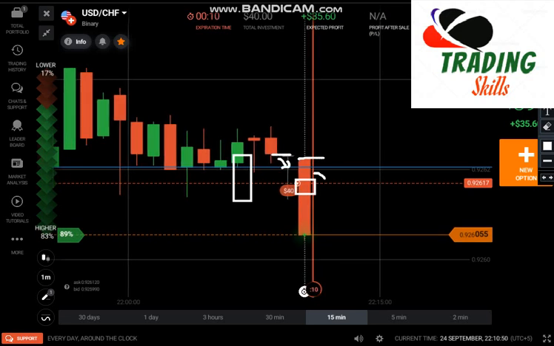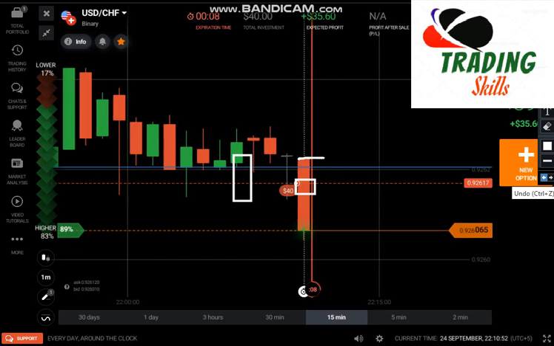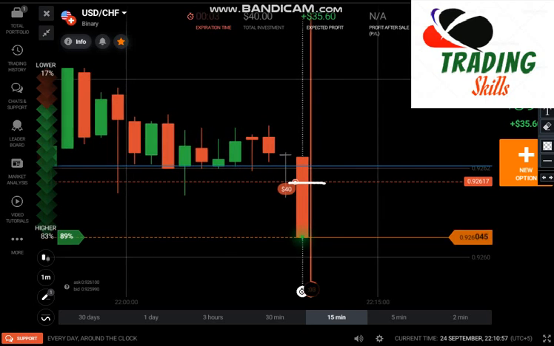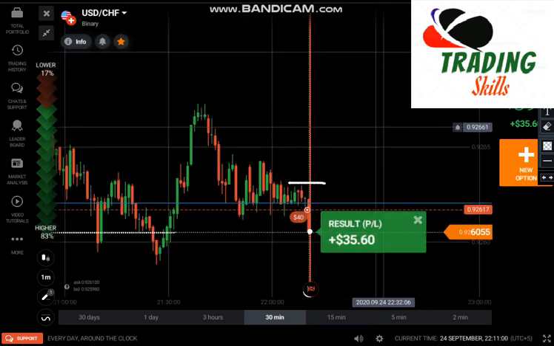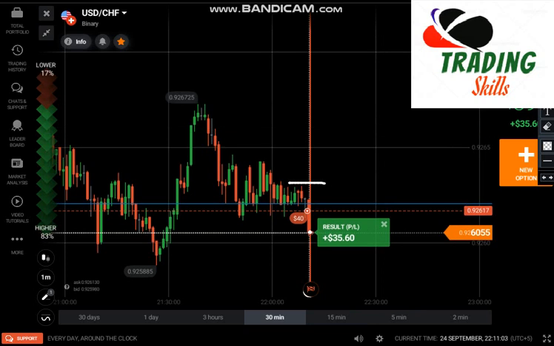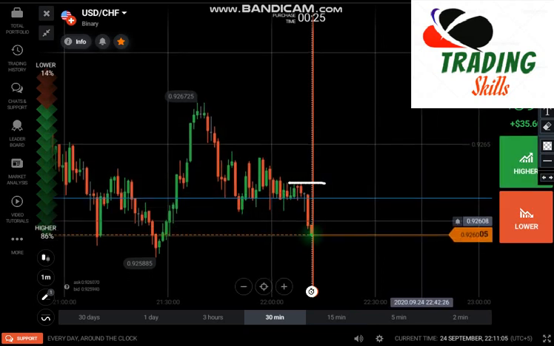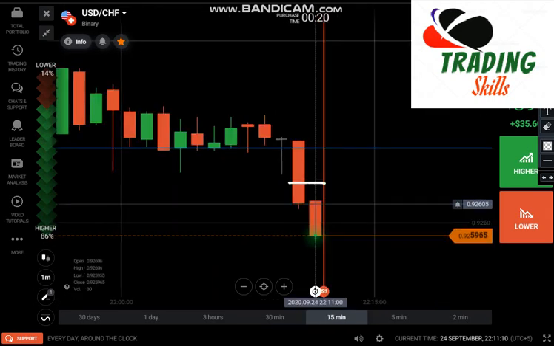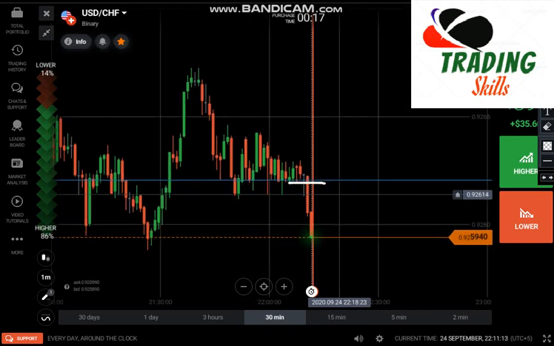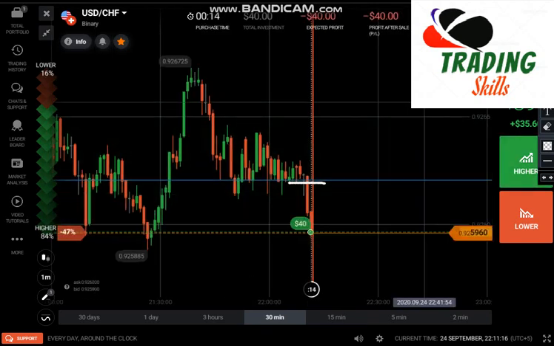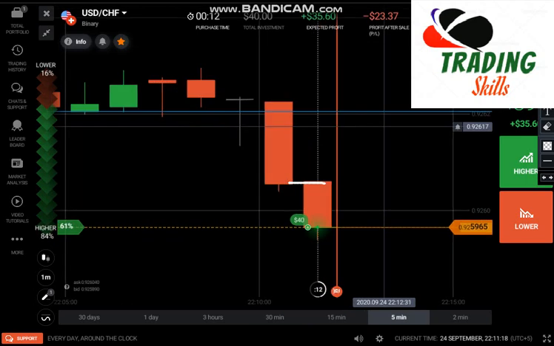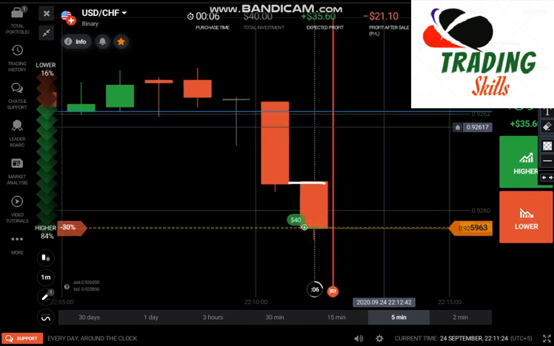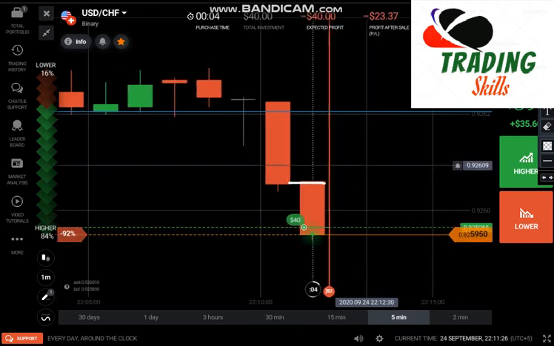So here I have taken my trade and I am winning this trade too. So let's analyze the market here. Okay, this candle will also go down. This candle will also go down, and I can take my trade up from this point and I will win this trade. I have taken my trade against the candle, against the trend, but I know I will win this trade.